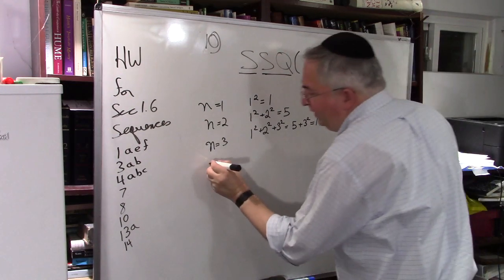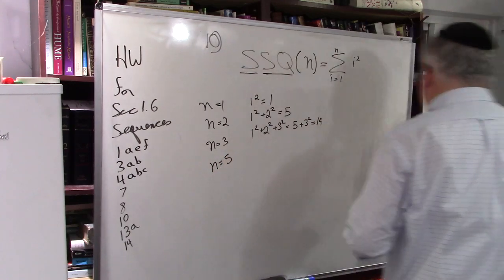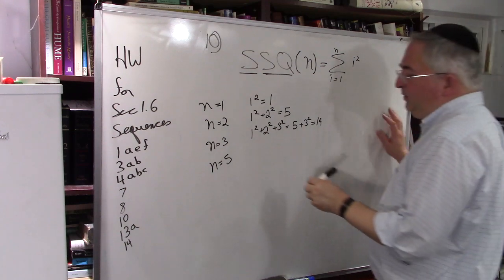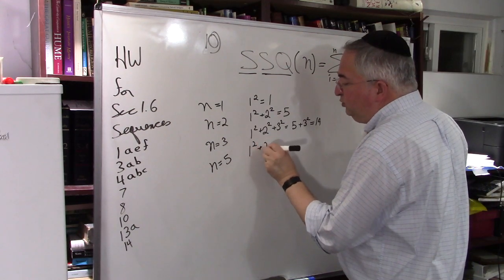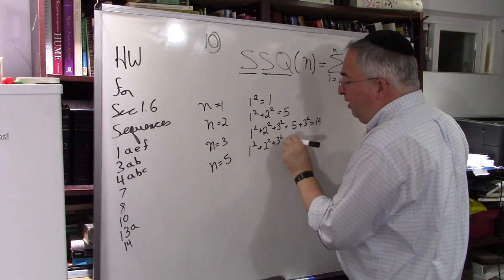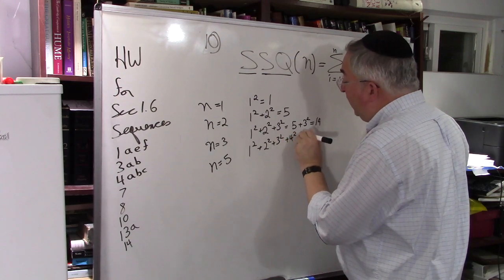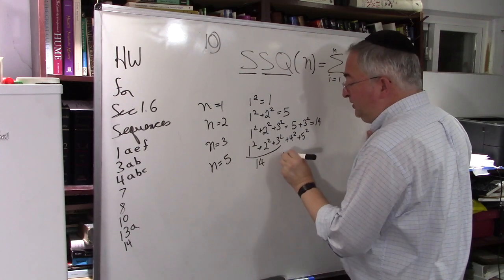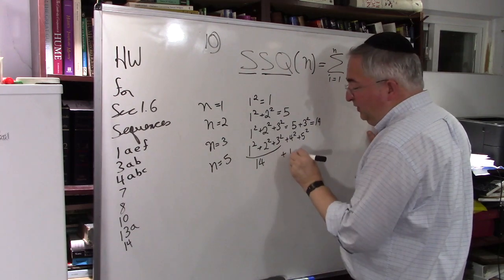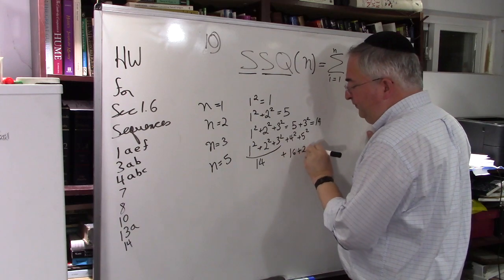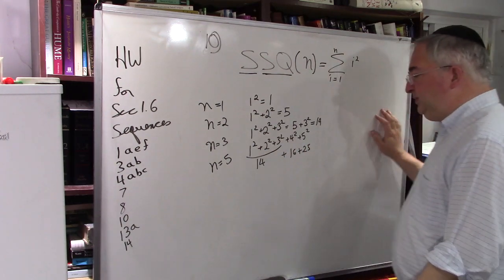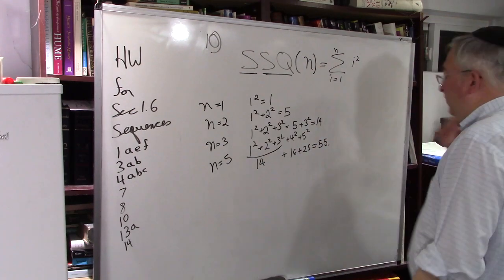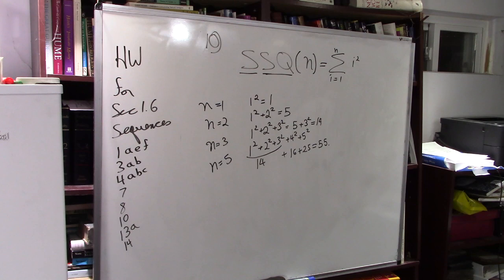Okay, n is equal to 5. What do we do there? Okay, very simple. So this becomes 1 squared plus 2 squared plus 3 squared plus 4 squared plus 5 squared. So this is 14 plus 4 squared, 4 times 4 is 16, plus 25. Okay, and so this becomes 30 plus 25 is 55. Okay, next part of the question.